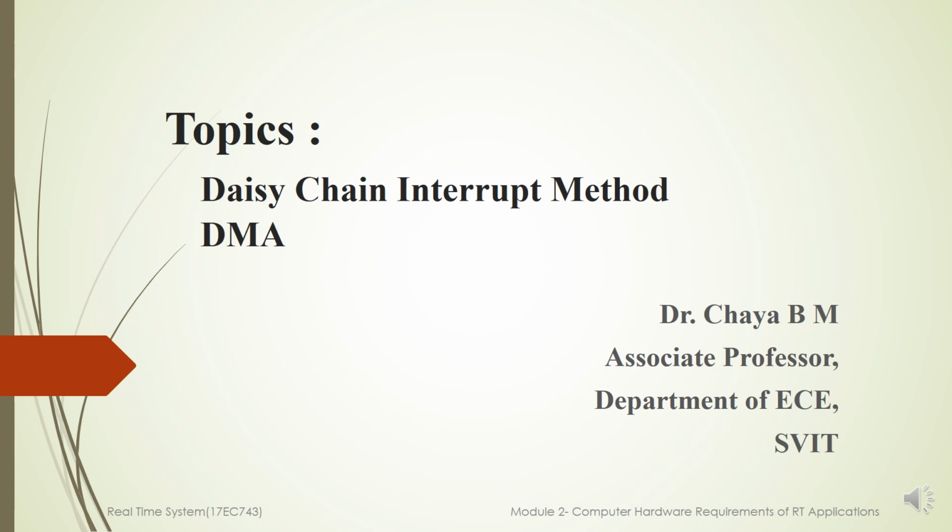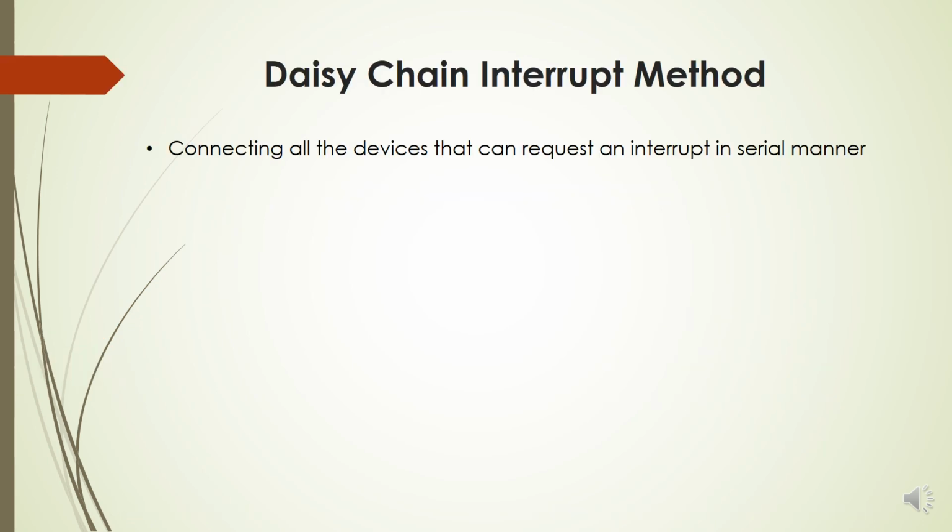In this video, let's look into daisy chain interrupt vectoring using priority encoder and DMA. The daisy chain interrupt method is nothing but connecting all the devices that can request an interrupt in a serial manner. In this method, it uses an acknowledge signal, which has to be propagated throughout the devices until it is blocked by the interrupting device.